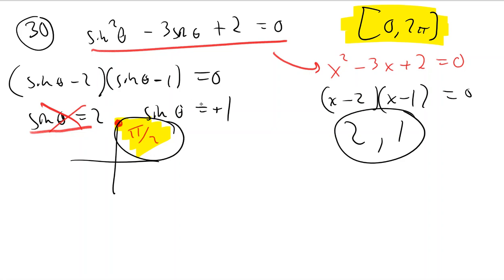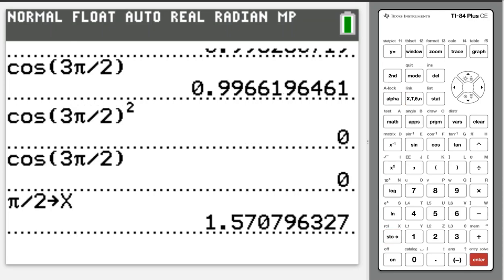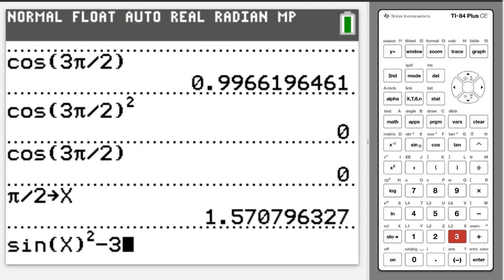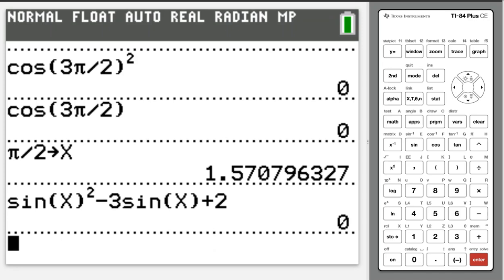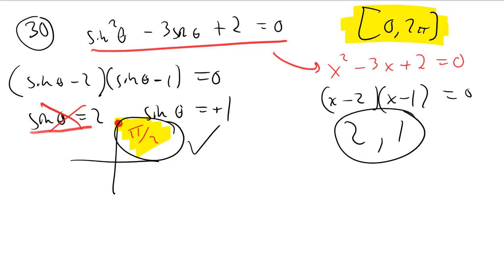Now, even though I almost made a careless sign mistake, the same thing that I was lecturing you guys on the last question, you can check this. Go to your calculator, say, hey, pi over 2, store that in for x, and it's supposed to make sine squared theta minus 3 sine theta plus 2 equal to 0. So if it doesn't, you need to spend more time with that question. And if it does, like that one, then I know this one's good. I don't need to spend another second thinking about it.